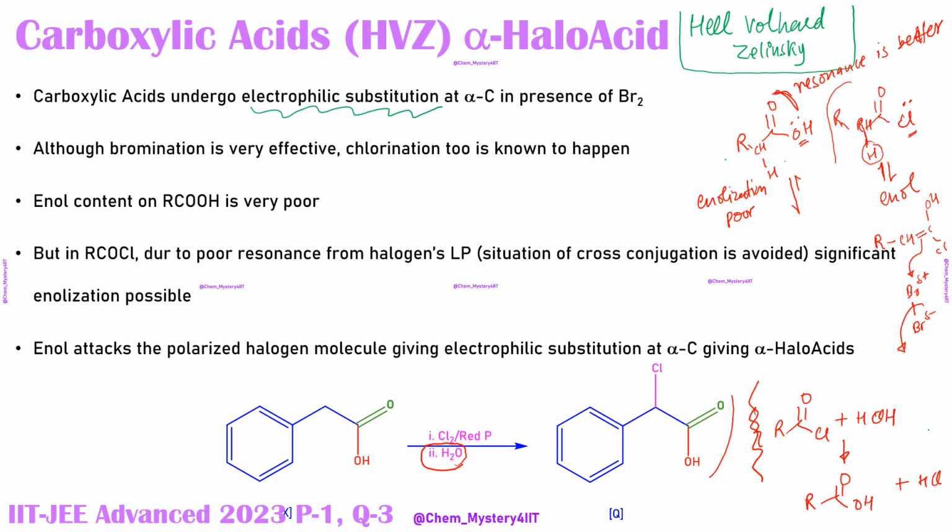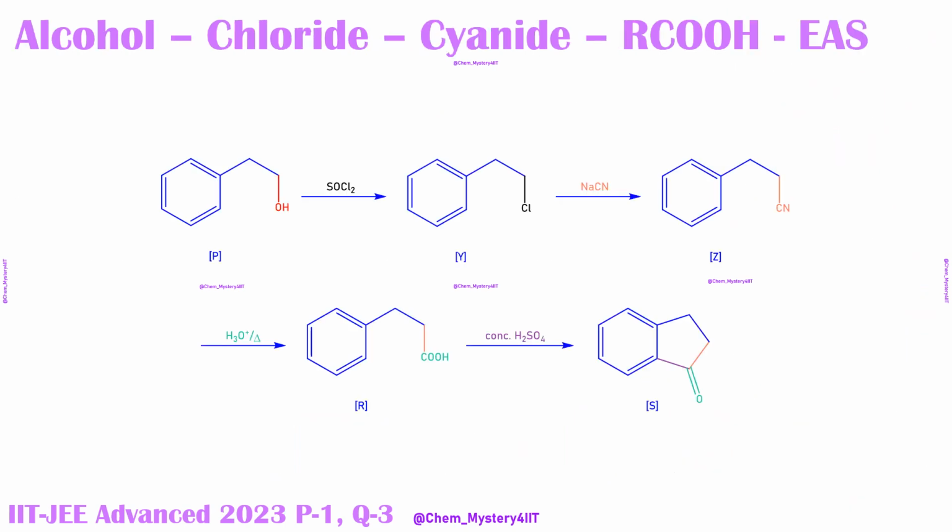The alpha halogenation which has taken place, this halogen will remain, and the one halogen which was present over here has been removed in the nucleophilic acyl substitution, and we are getting back the carboxylic acid group. That was the HVZ reaction, and this gives us the compound Q, which is alpha halogenated alpha phenyl carboxylic acid. Right? Moving further to this reaction sequence where P was converted into R and then ultimately into S.